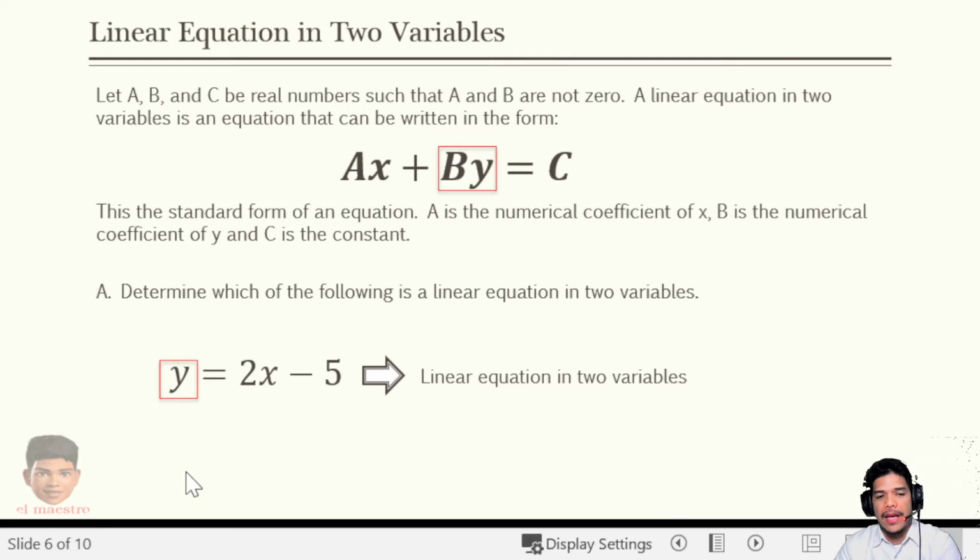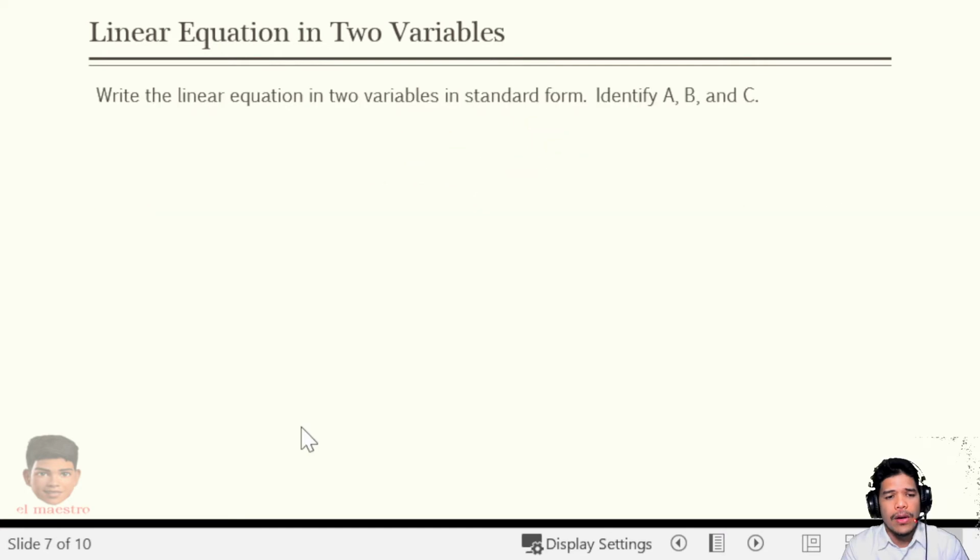And meron tayong x term, and we have a constant term. O merong constant. So this is a linear equation. Okay? So we will write a linear equation in two variables in standard form. Then we will identify the value of a, b, and c. Okay? So let's write down the standard equation. That is ax plus by is equal to c.